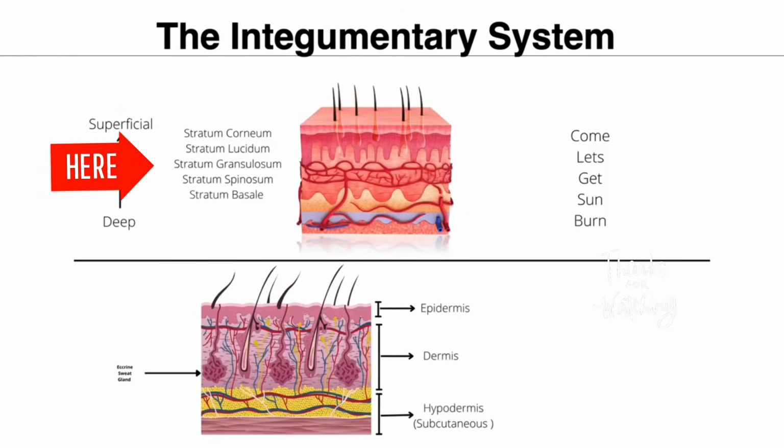So now we have the layers of skin: stratum corneum, stratum lucidum, stratum granulosum, stratum spinosum, and stratum basale, from our superficial layer to the deep.